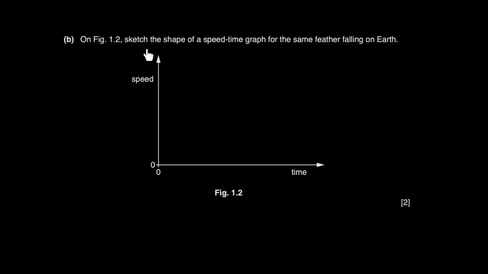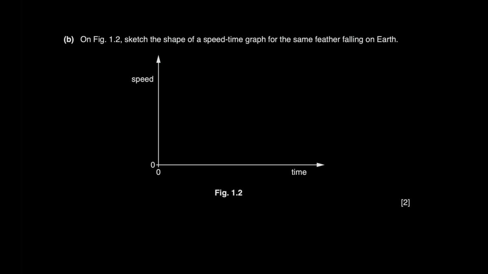So part B, sketch the shape of the speed time graph if the same feather falls on Earth. Sure, no problem. The only thing is, when it's falling on Earth, they distinctly said on the moon there is no air resistance. On Earth there is air resistance. So they're not too worried about the speed attained at a certain time, because they're not giving us values. They're looking at the curve or the shape of the graph, right?